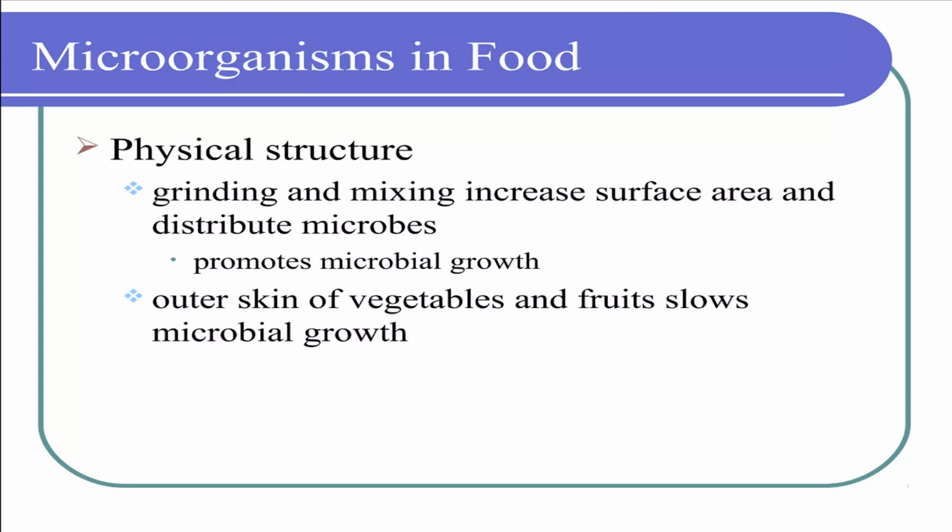Physical structure. Grinding and mixing increases the surface area and distributes the microbes, which promotes microbial growth. Outer skin, if peeled off vegetables and fruits, generally slows down microbial growth.